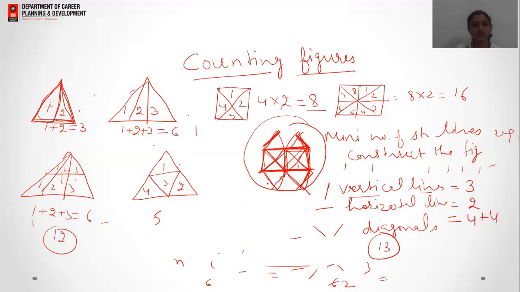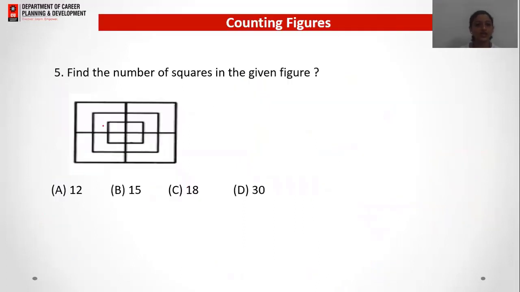Now we will do some questions related to counting figures. So first one is find the number of squares in the given figure. In the given figure, we have to find the total number of squares. So in the given figure, we can write this 1, 2, and 3 as this first square, this second square, and this third square. 3 squares on each of the part. 3 squares on this side, 3 on this, 3 on this, and 3 on this side.